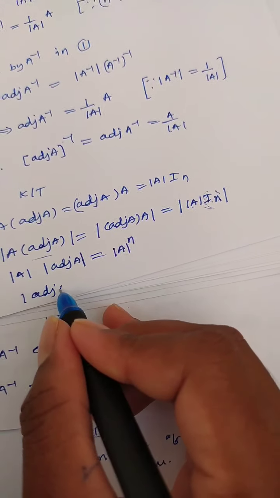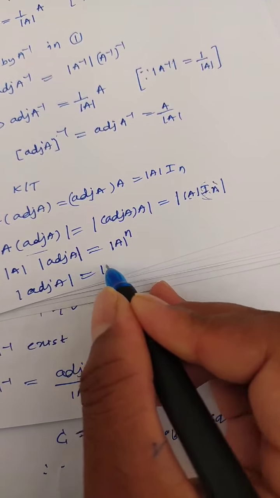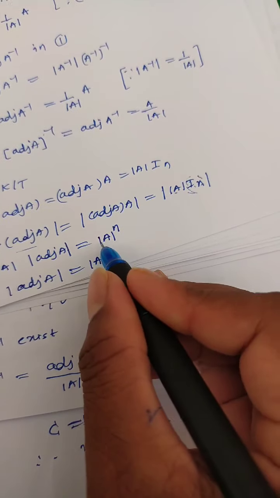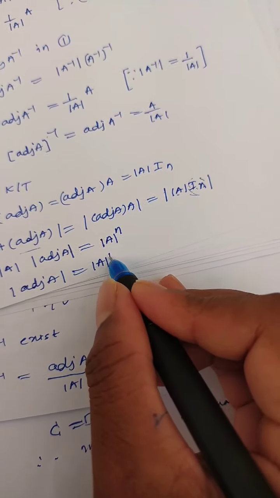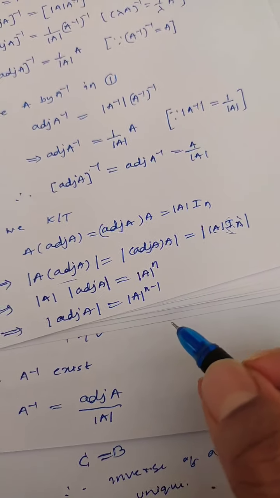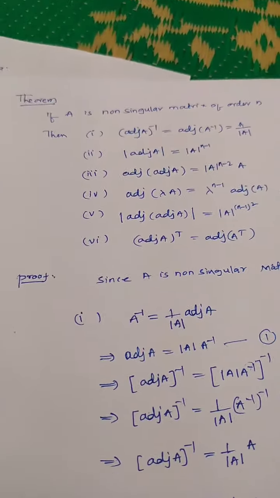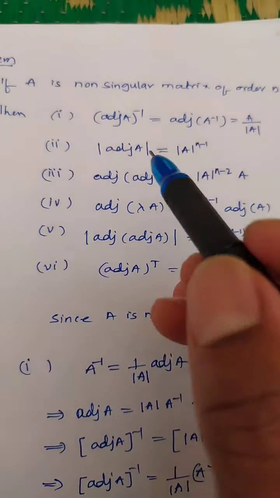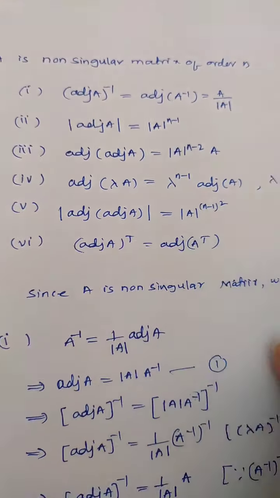Sending it to the right hand side, we get det A whole power n by det A. That becomes det A whole power n minus 1. So this is the second one. Okay, right. Now I am going to put the third one. What is the third one? Adjoint of adjoint A equals det A whole power n minus 2 into A.